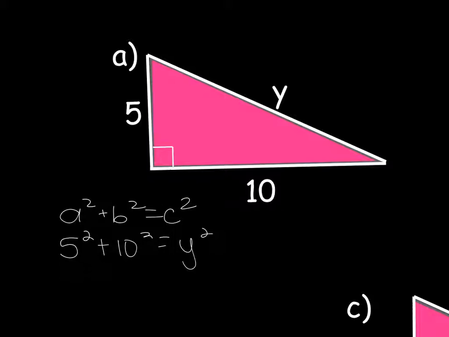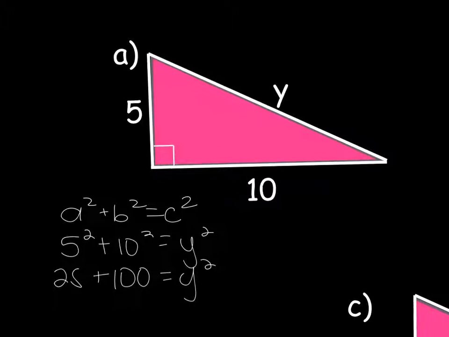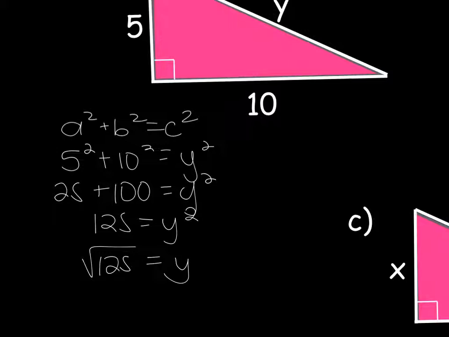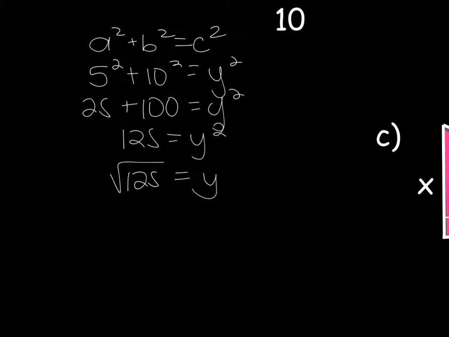What's 5 squared? What's 10 squared? 125 equals Y squared. And then to solve for Y, what do we do? What's the opposite of squaring? Square rooting. So Y would equal the square root of 125. With me so far?